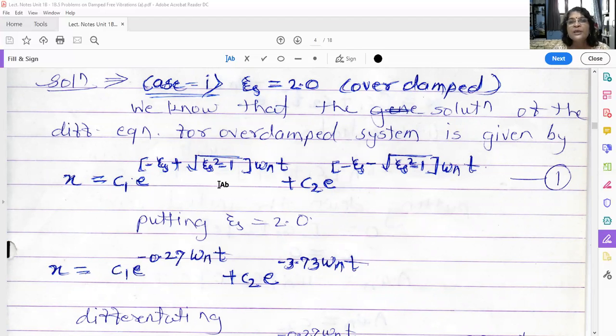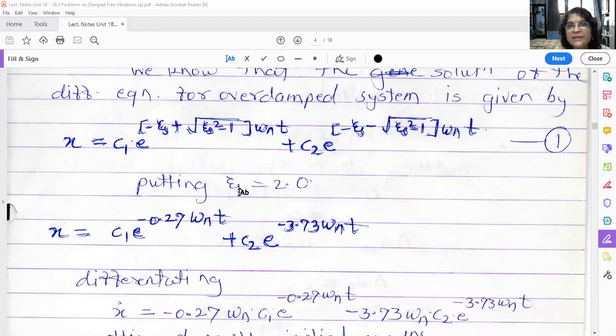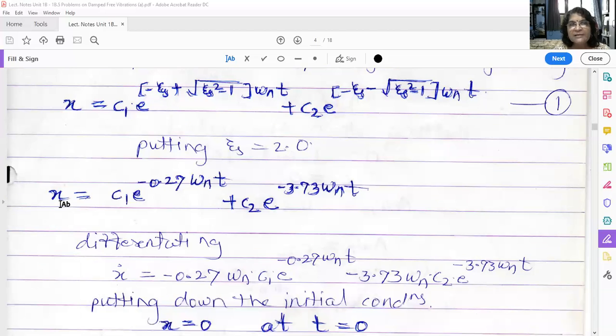Okay. So here put the value of zeta. Zeta is equal to 2.0. So putting the value of zeta here, this equation will be simplified as x is equal to c1 e raised to minus 0.27 omega n t plus c2 into e raised to minus 3.73 omega n t. Okay. So this is the equation now.